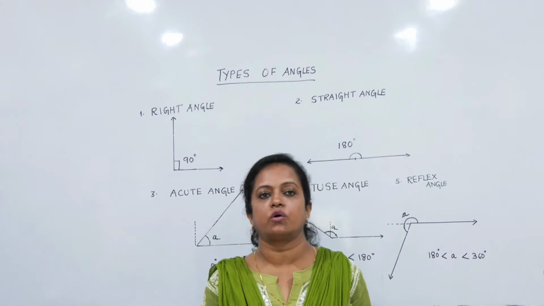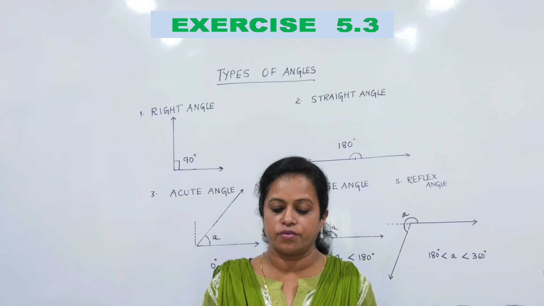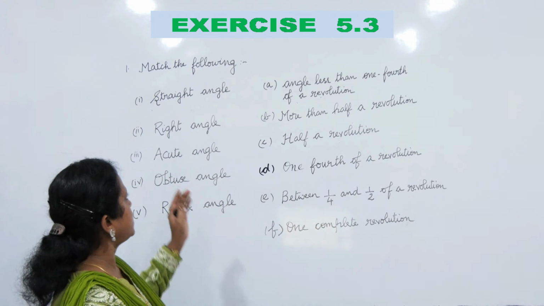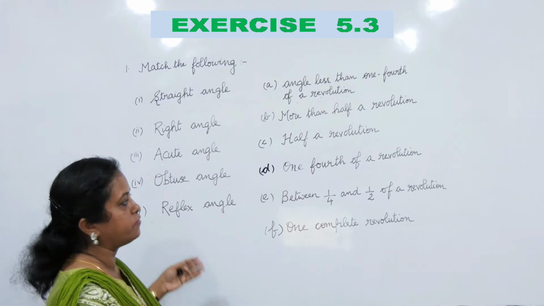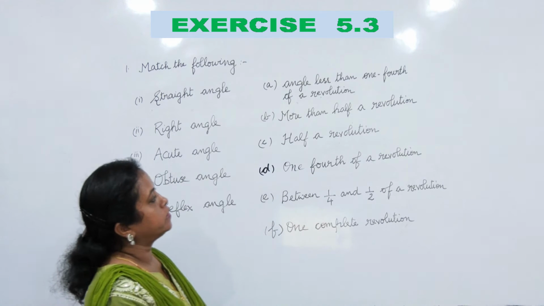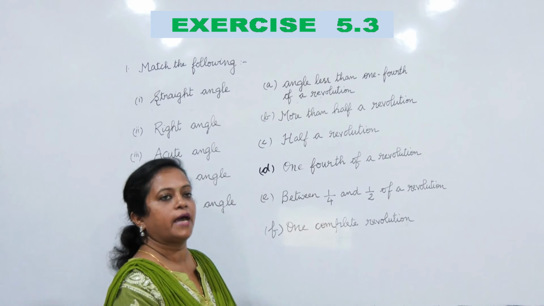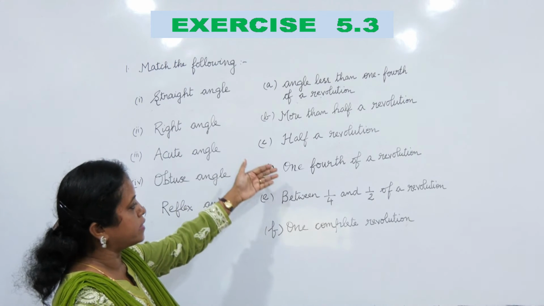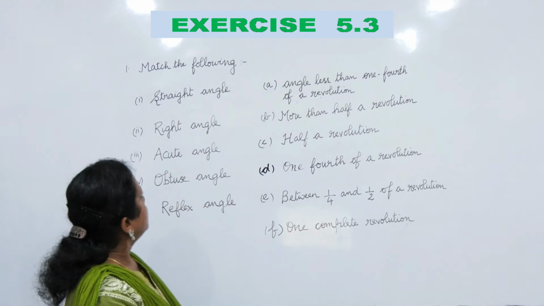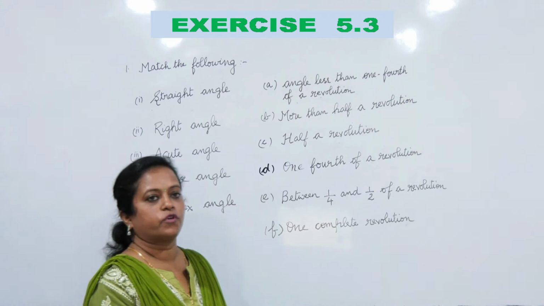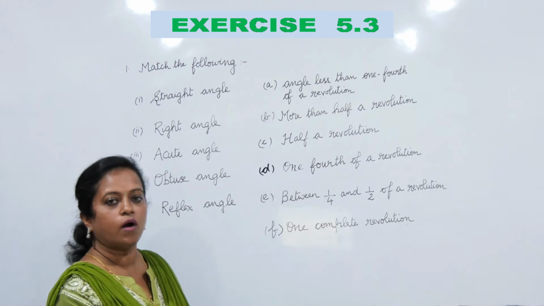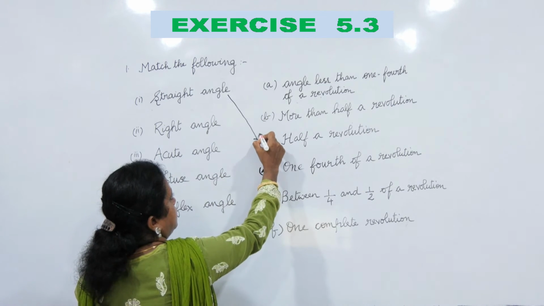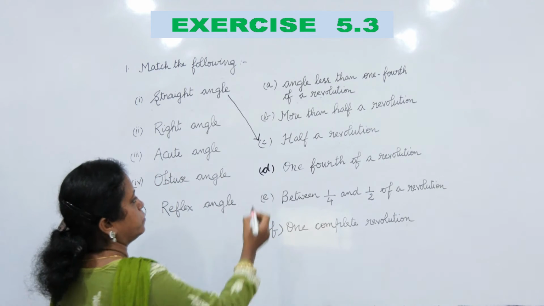So students, now we can solve the third exercise, that is exercise 5.3. The first question of exercise 5.3 is match the following. On the left hand side you can see the different names of the angles given, and on the right hand side you have the revolution shown with respect to the hands of the clock. Now you have to match the types of angles formed and accordingly how it matches with the hands of the clock. Now the first one is straight angle. If you remember, a straight angle refers to half of a revolution. So the answer for the first one will be C, that is half a revolution.